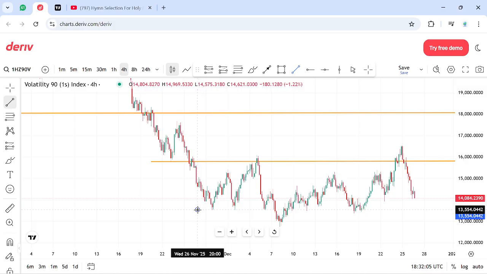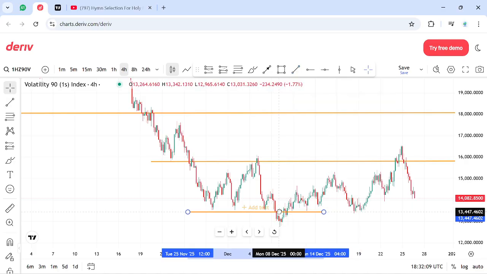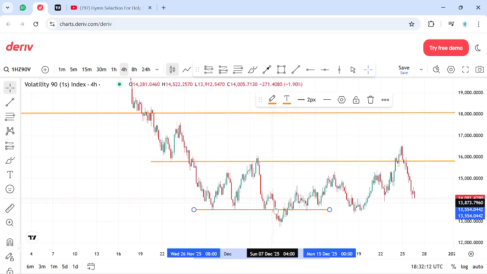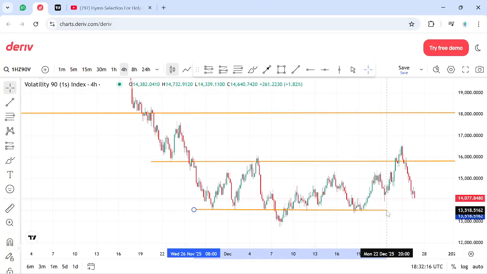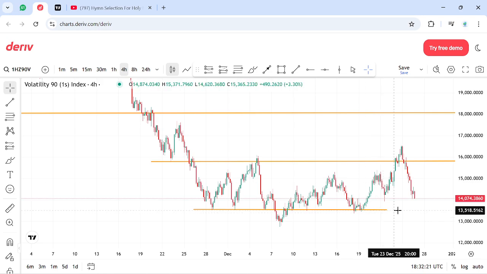So we have this other zone also again, a break. We have this zone, a break. You can see price dropped, rallied to the upside, dropped again, rallied to the upside. So this is what we have here.